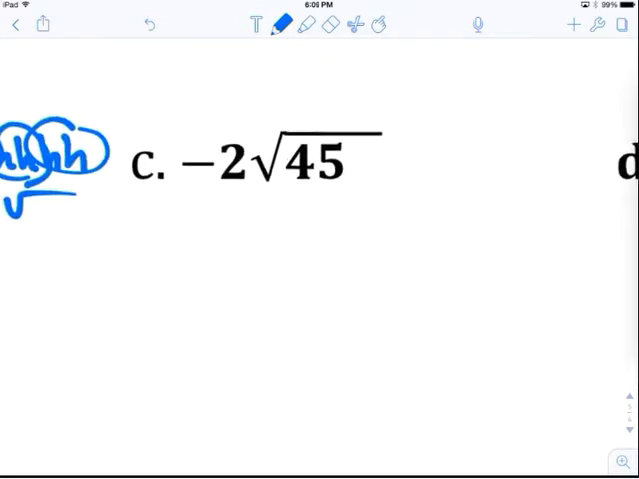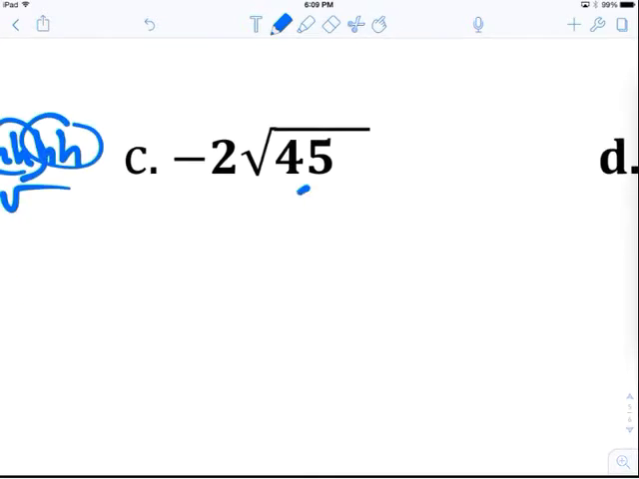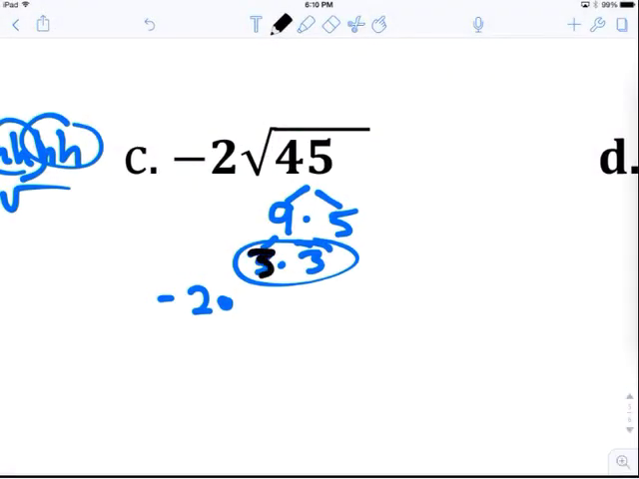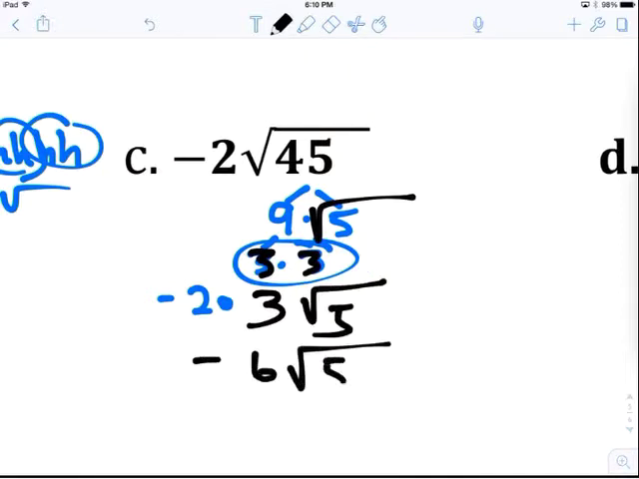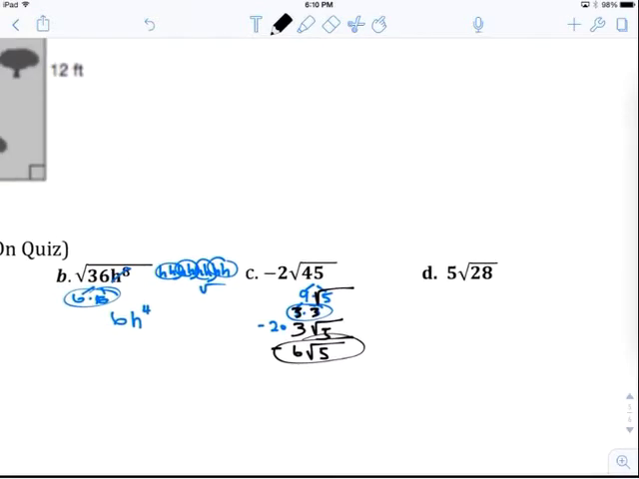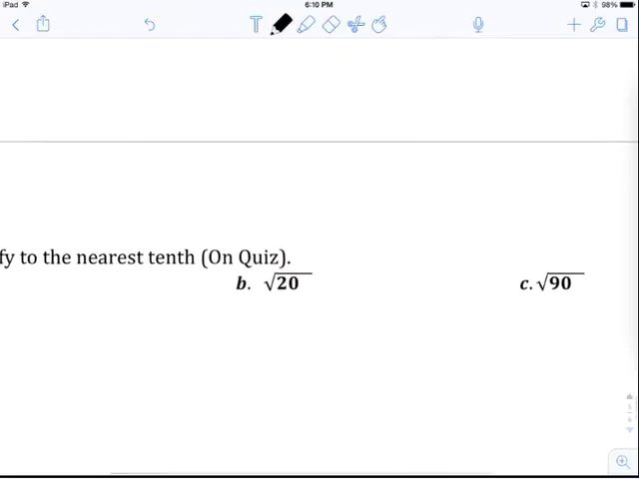And then this one, that's -2 times 9 times 5. This is 3 times 3. So you get 3 as an answer here. And there's nothing for 5. -6 radical 5. Okay, and I'll let you finish D.